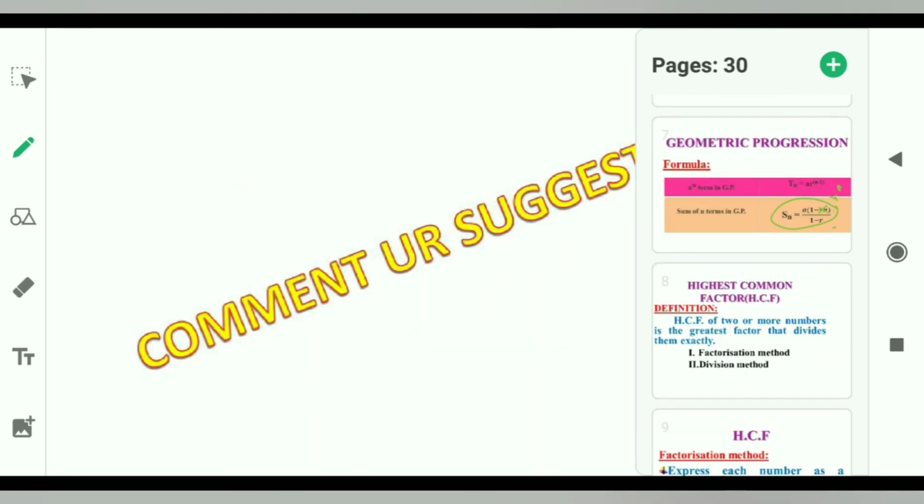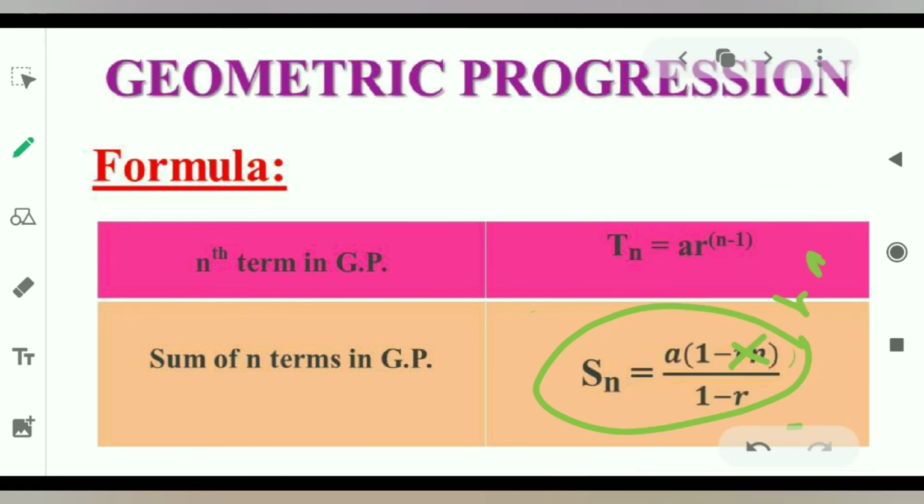Let's quickly read the formulas one more time. Nth term in GP is given by Tn is equal to A into R to the power n minus 1. Similarly, sum of n terms in GP is given by Sn is equal to A into 1 minus R to the power n whole divided by 1 minus R. Okay, that's all for today's class.